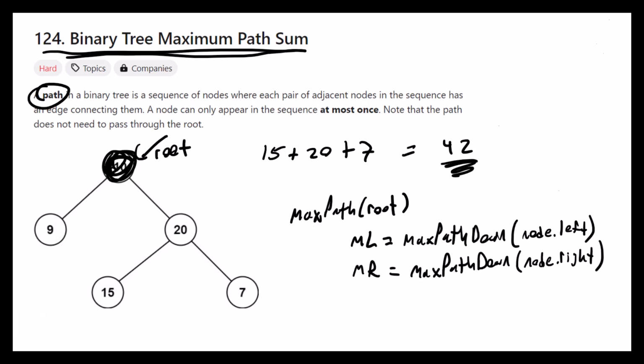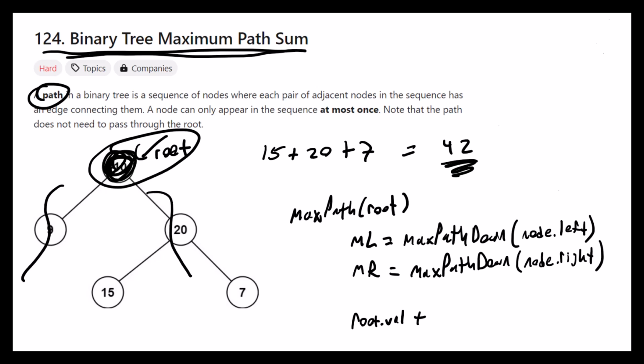In order to find the max path through this root node, it's definitely going to involve the root.value. But we have to consider all the different cases. We can either go left, or we can go right, or we can go through both of these sides, or we could go through none of them. So these are kind of our four cases where we add nothing, or we add the left one, or the right one, or both of them.